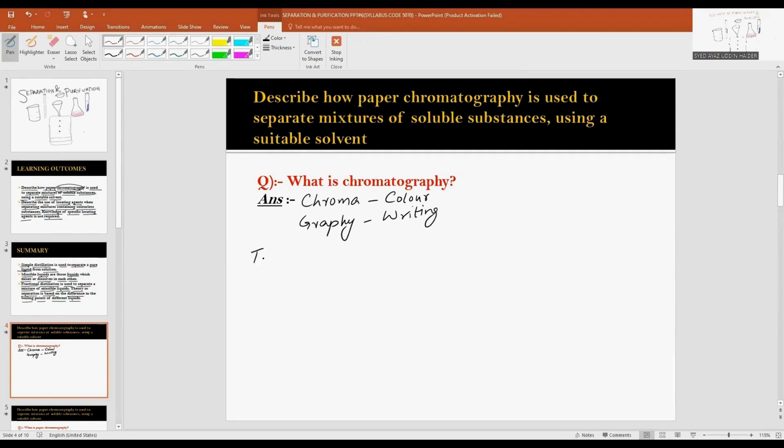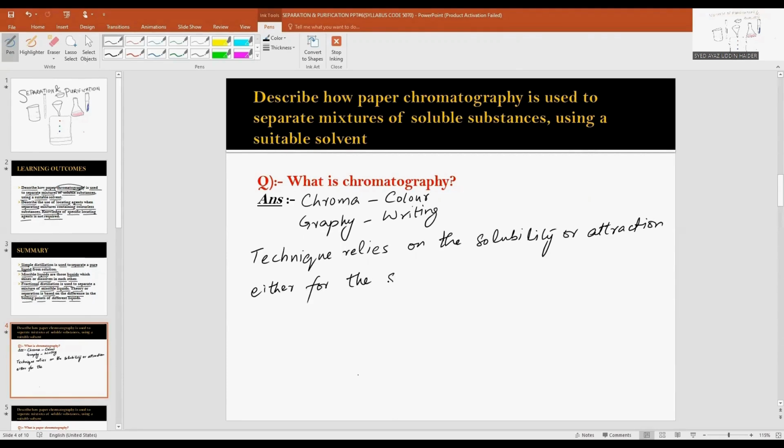Let me write: technique relies on the solubility or attraction either for the solvent or chromatography paper.